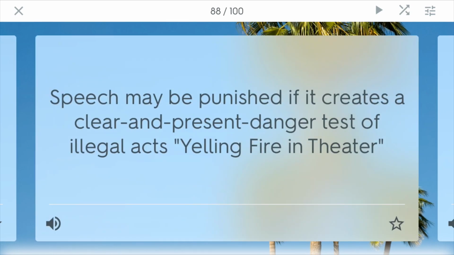In Schenck v. the United States in 1919, speech was deemed to be able to be punished if it creates a clear and present danger. So Schenck was arrested for violating the 1917 Espionage Act by distributing leaflets to disobey the draft. Schenck thought it was a violation of his First Amendment rights, but the court decided it wasn't, since it was Congress's wartime authority to hold a draft. And it was a test of illegal acts like yelling fire in a theater. Free speech is only protected in certain times, places, and manners.